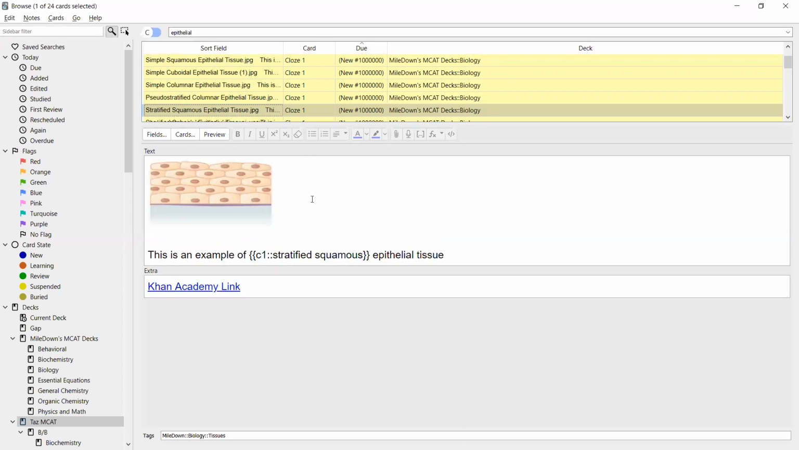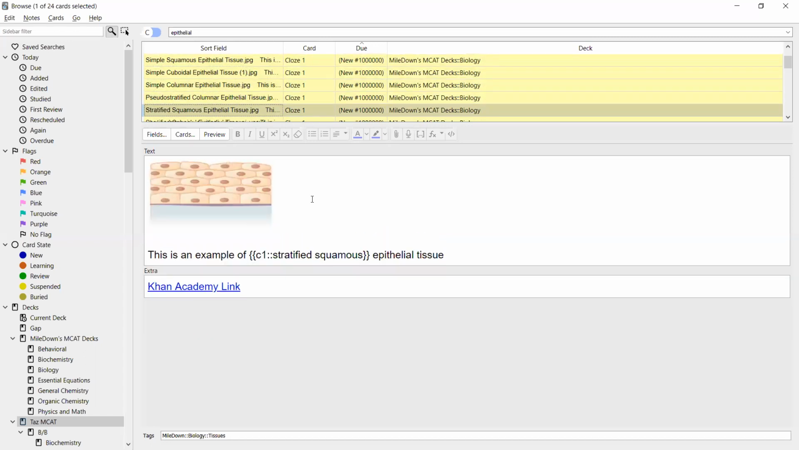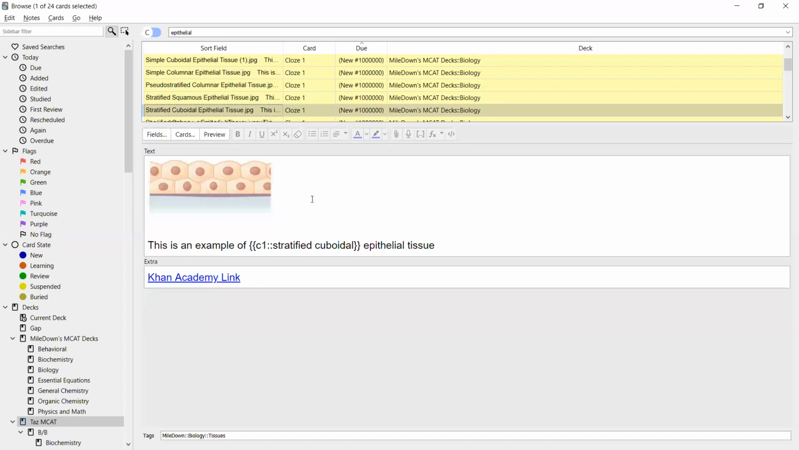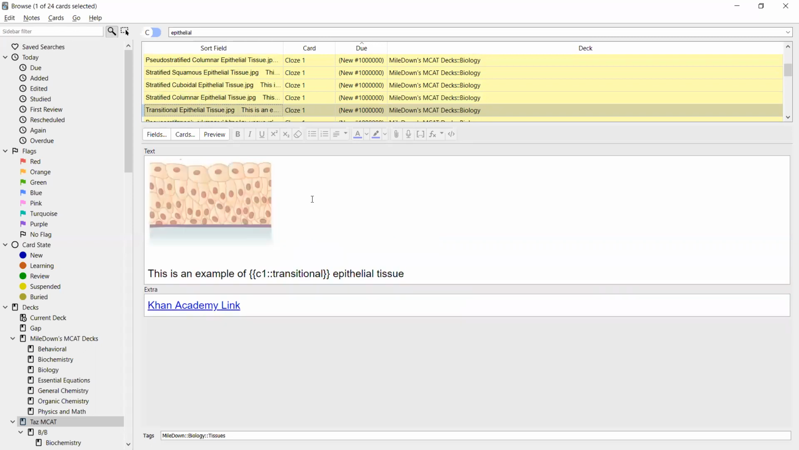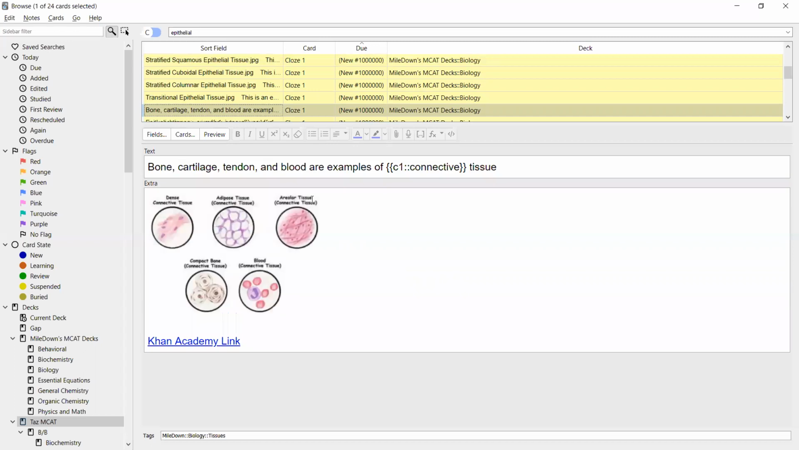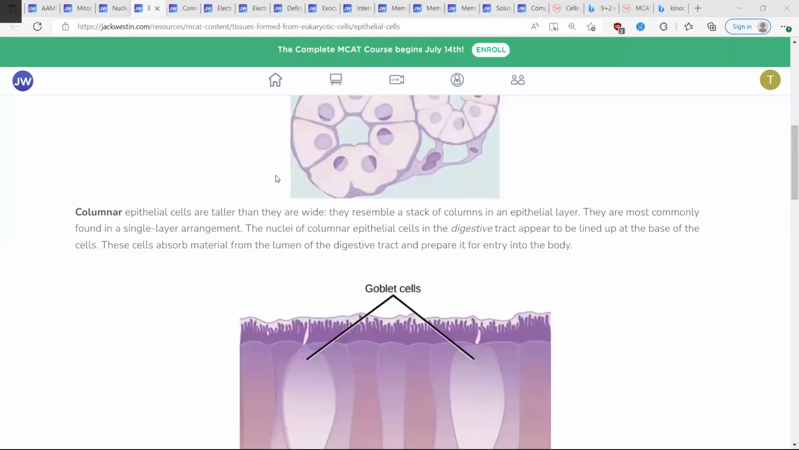Now this is stratified squamous epithelial instead of simple. We have stratified squamous epithelial tissue, stratified cuboidal epithelial tissue, stratified columnar epithelial tissue right here, and transitional epithelial tissue. So you can see that there's a transition because this is kind of like pseudostratified, but then this becomes cuboidal. So there's a transition between them.